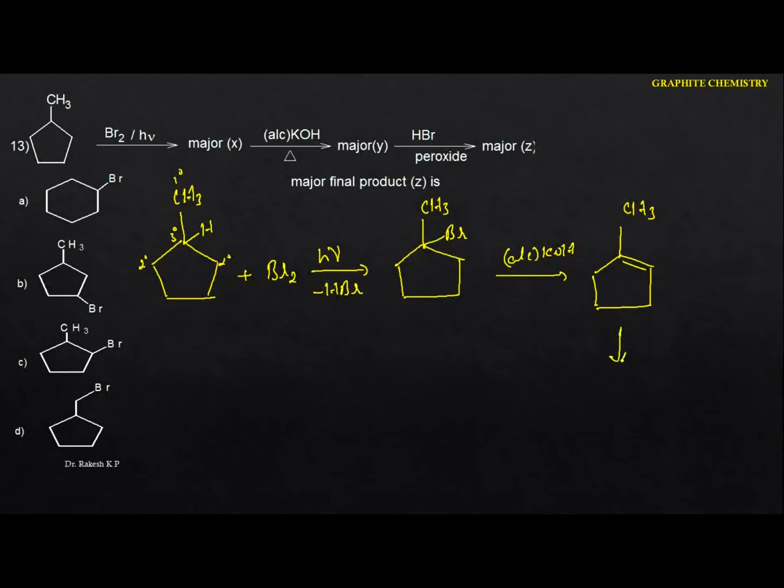And see the next one here, this is HBr in the presence of peroxide. That means it undergoes anti-Markovnikov addition, or else the Kharasch effect, or the peroxide effect. So during the anti-Markovnikov addition, the product is opposite to the Markovnikov rule. Hence the product you are going to get is this one. So in this case the option is C.